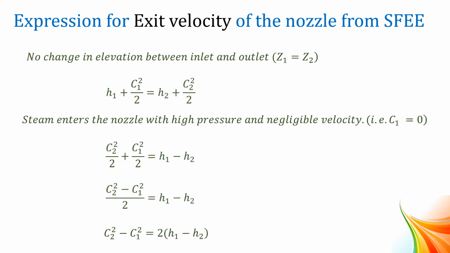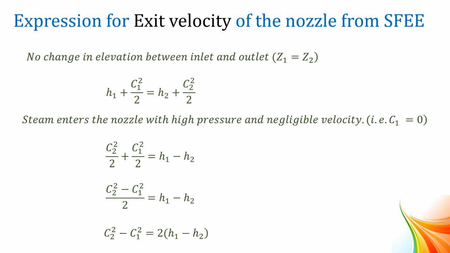Here the potential energy, that is the datum line, is also equal. Z1 is equal to Z2. No change in elevation between inlet and exit. If you draw the horizontal axis, Z1 is equal to Z2. So we are going to omit potential energy also. So we will be having h1 plus c1 square by 2 equal to h2 plus c2 square by 2.